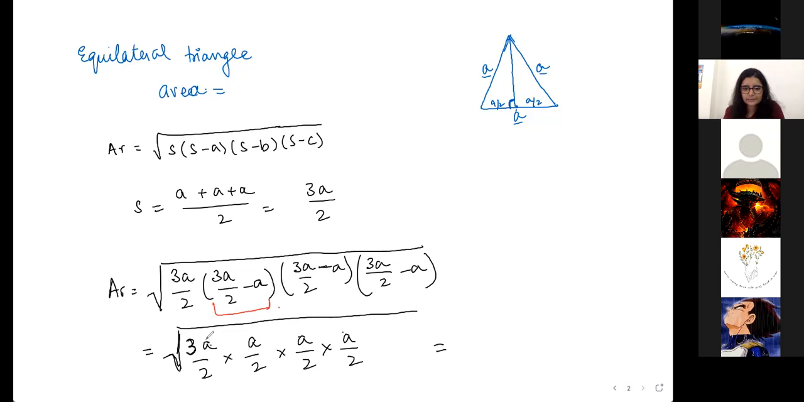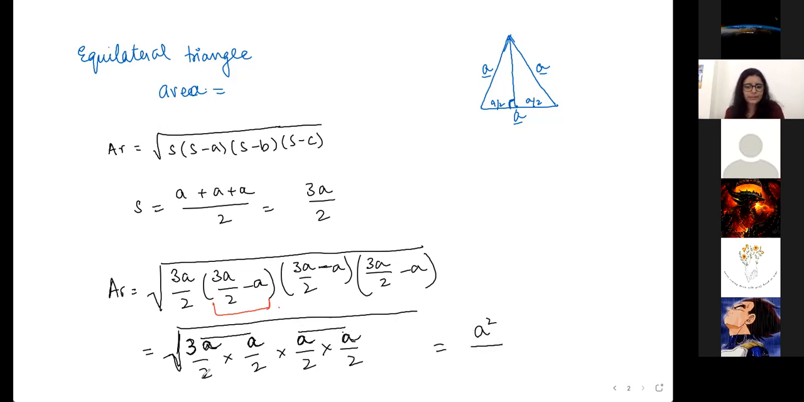Next comes a. If a is multiplied 4 times, if we take its square root, what is the result that you will get? A square. A power 4, 4 times. If you want to get it out of the square root, these two will become 1a and these two will become 1a. So that's a into a square.